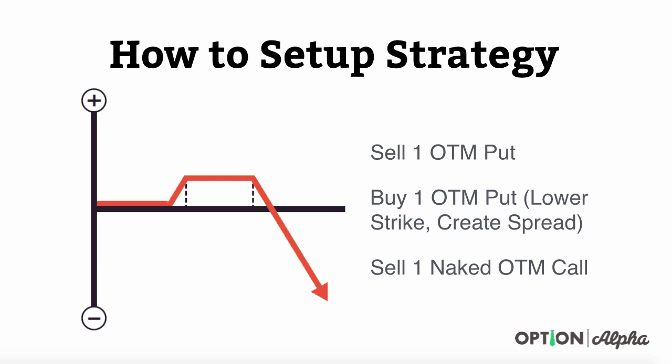The first thing that we're going to do is sell an out-of-the-money put and then buy one out-of-the-money put at a lower strike, and that creates a credit put spread below the market. So you're basically just doing a credit put spread below the market at a very high probability of success. The next thing that we're going to do is go above the market on the call side and sell one naked out-of-the-money call option.